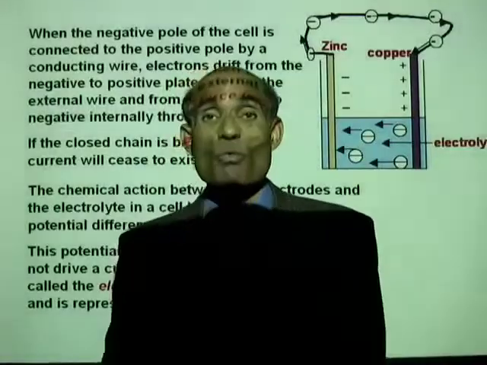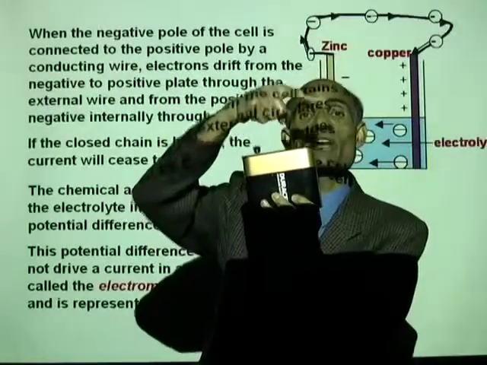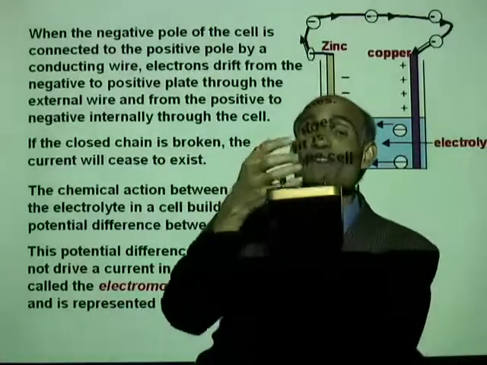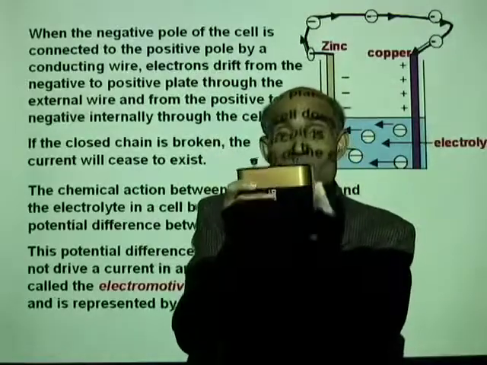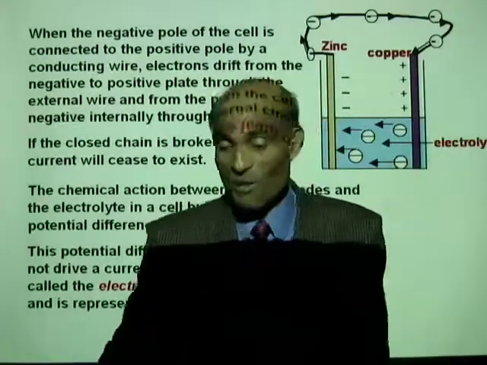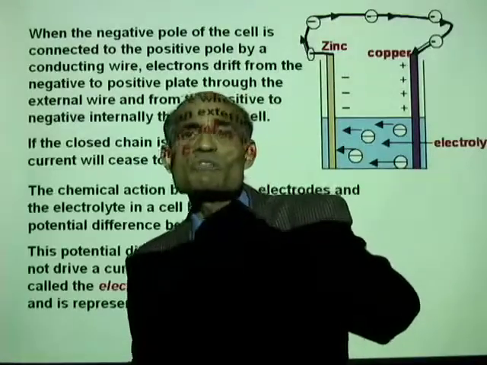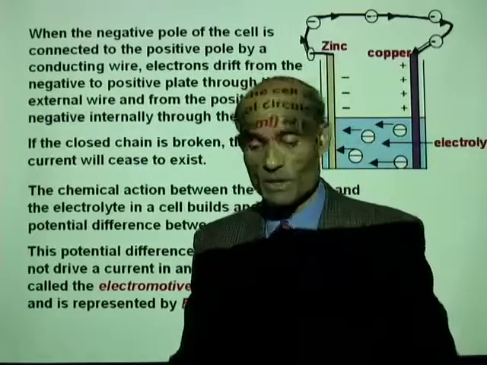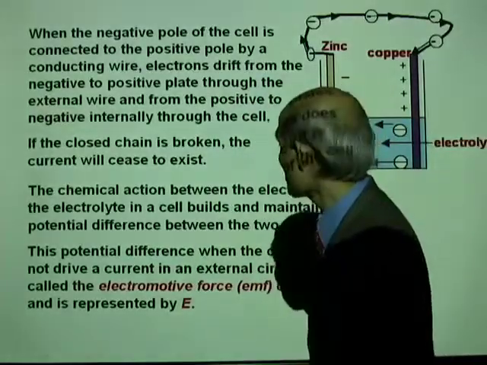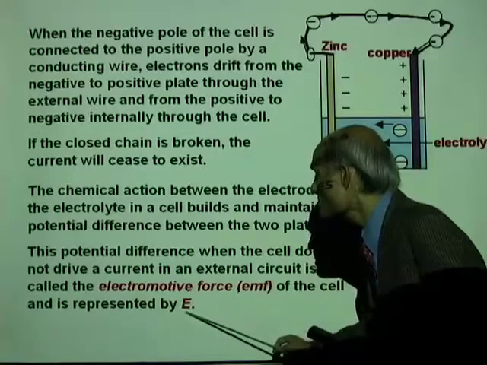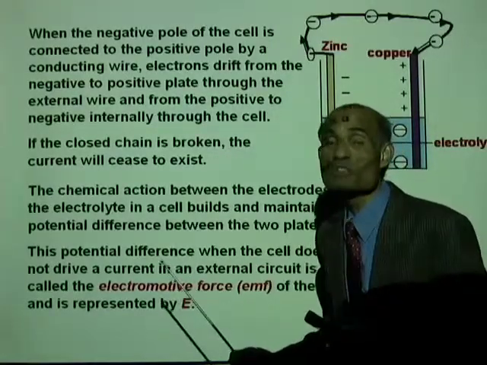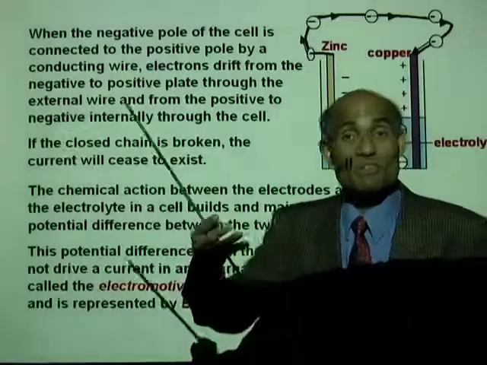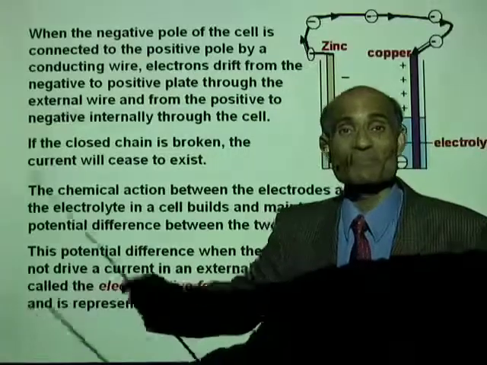In other words, when the cell is connected externally by a conductor, what is the motive for electric charges to flow? It is provided by that potential difference. That is why it is called the electromotive force. It motivates the electric charges to move. So the cell has an electromotive force. We will represent it by E. And what is the unit for measuring electromotive force? It is volt, because it is a measure of the potential difference.